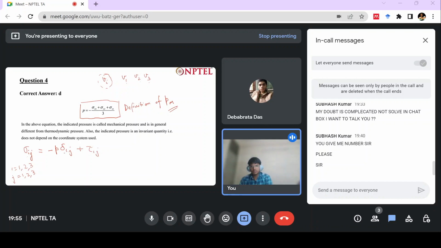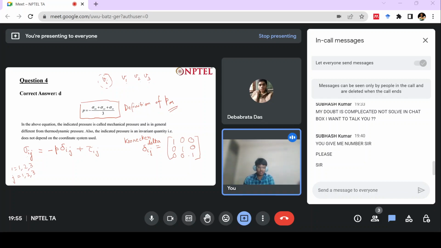So can you tell me what is delta ij? Delta ij is a well defined matrix. It is basically 1, 1, 1 on the diagonal and the rest are 0. This is also known as the identity matrix. If you write it in the index form, ij form, this is known as the Kronecker delta.